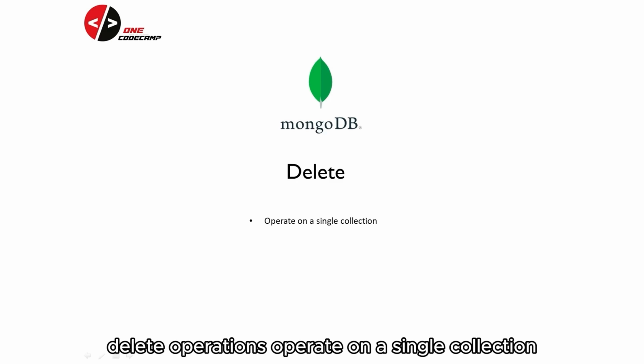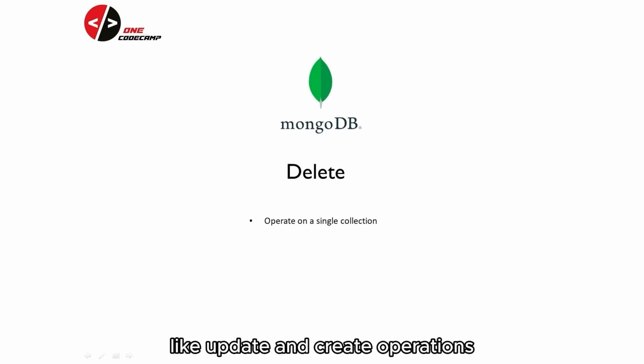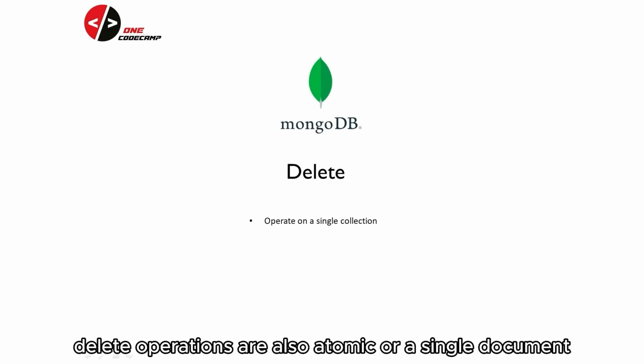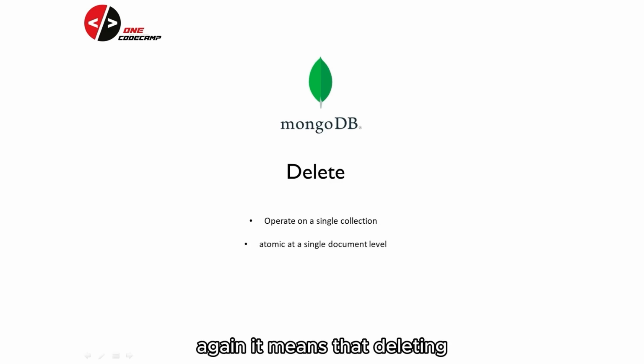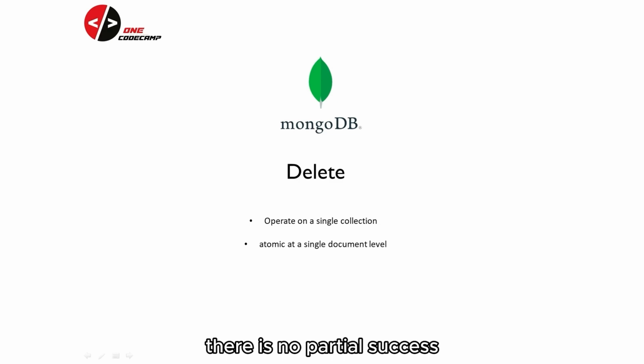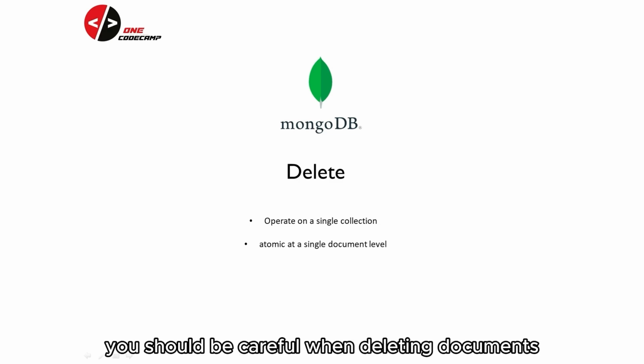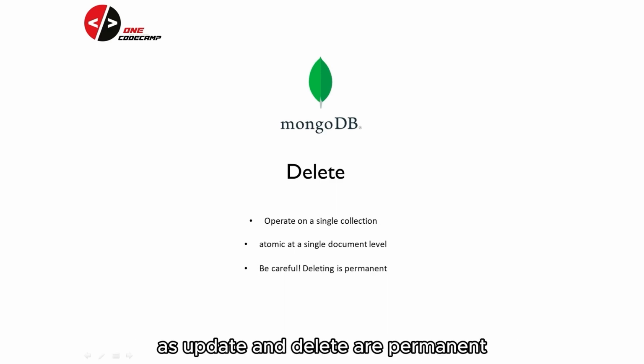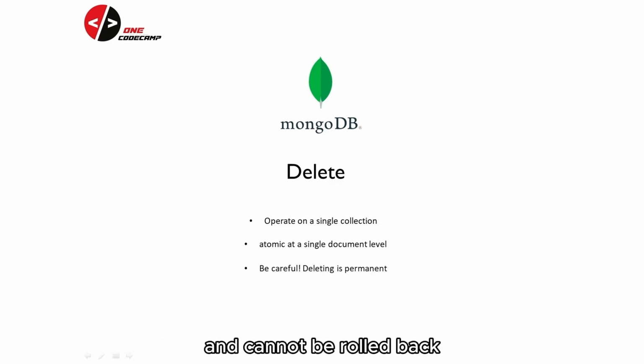Delete operations operate on a single collection, like update and create operations. Delete operations are also atomic for a single document. Again, it means that deleting either succeeds completely or fails completely. There is no partial success. It is very important to remember that, just like in updating documents, you should be careful when deleting documents, as update and delete are permanent and cannot be rolled back.